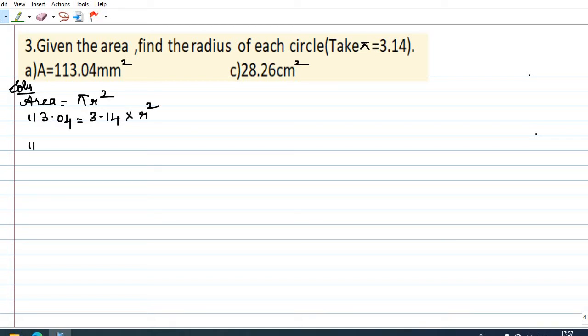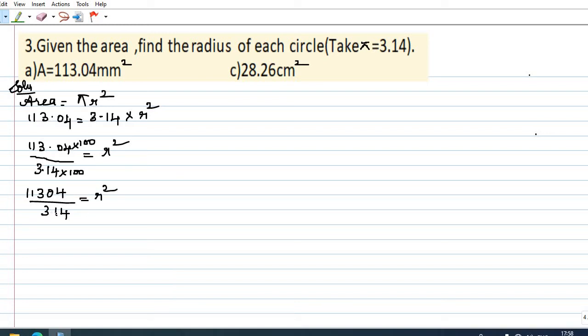So listen, 113.04, this 3.14 is in multiplication with r square. When it goes to the other side, it becomes division. So 113.04 divided by 3.14 is equal to r square. Both have two digits after the decimal, so what I have to do is just multiply by 100 to remove the decimal. When I multiply by 100, I get 11304 divided by 314, because I multiply here also by 100 and here also by 100. So what is it? r square.